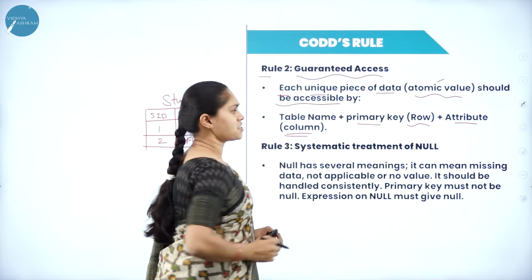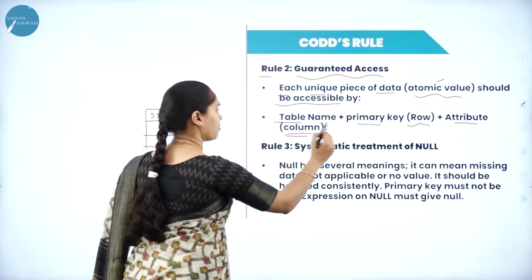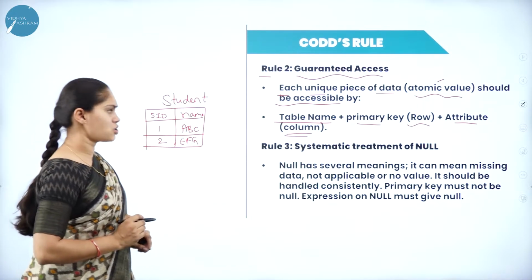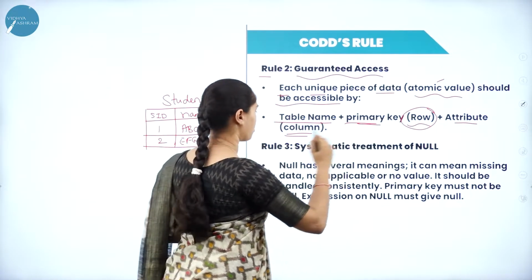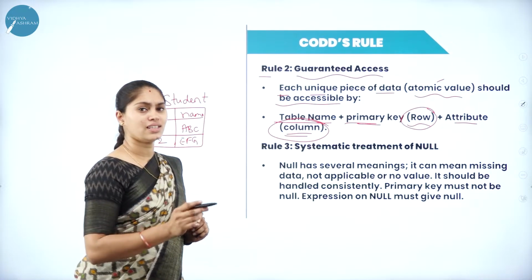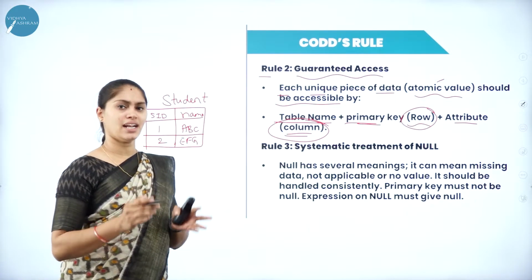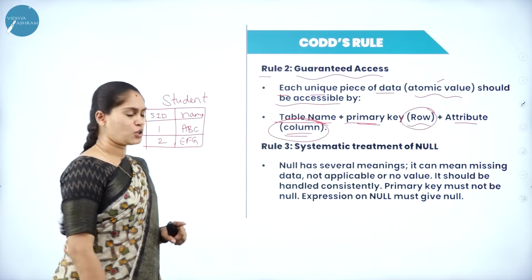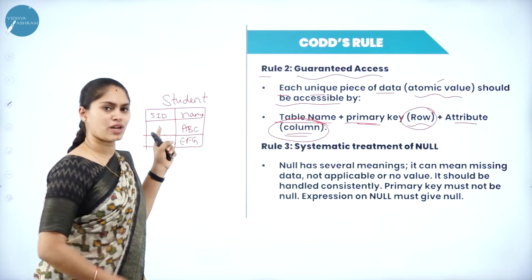It should be accessible. How are we going to access a piece of data? With the help of the table name. What is the table name here? Student, plus primary key. I have to select which row and which column. With the help of that, I can get all the data I want. For example, I want to know the student ID and name of the student with ID 2.